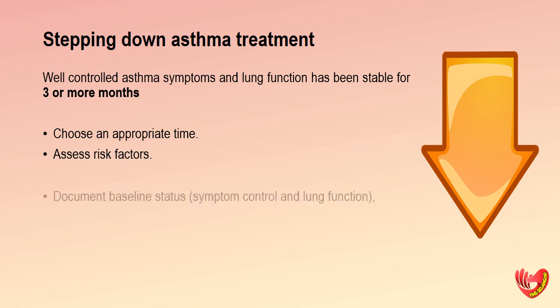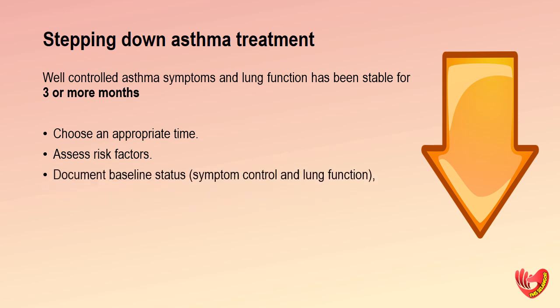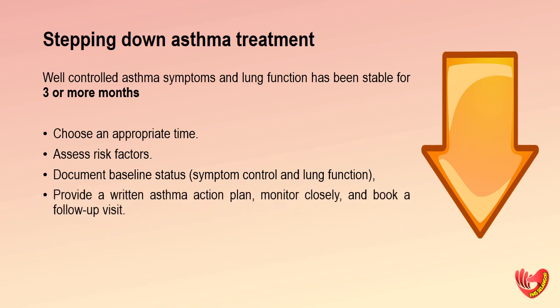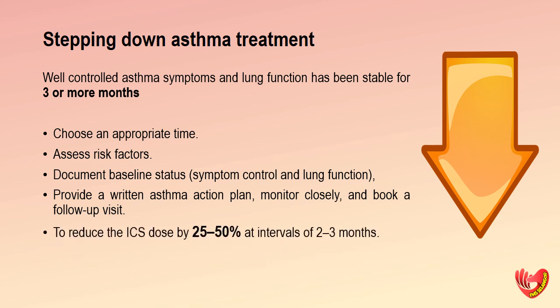During stepping down, document their asthma status, provide clear instructions, provide a written asthma action plan, and ensure the patient has sufficient medication to resume their previous dose if necessary. Monitor symptoms and schedule a follow-up visit. Stepping down ICS doses by 25 to 50% at 3-month intervals is feasible and safe for most patients.